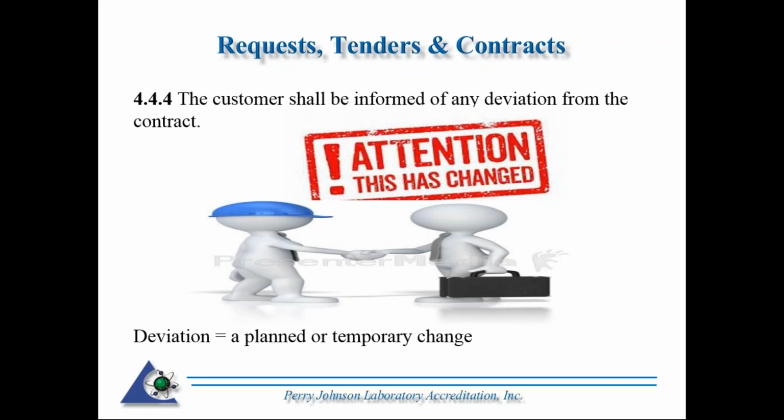So if things happen, if things are in agreement with, say, turnaround time, for example, and perhaps you had a power outage that affected your equipment, hence you're not going to be able to maintain an agreement of, for example, a 2-3 day turnaround. In an instance like that, something's going to change, and the customer shall be informed of any deviation from the contract.